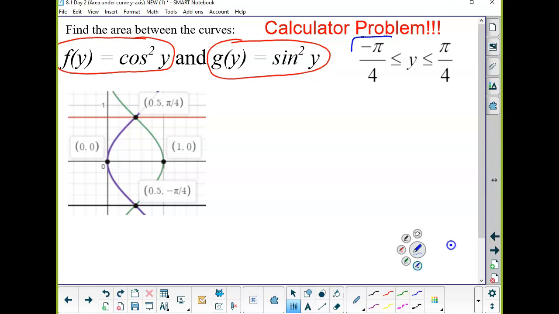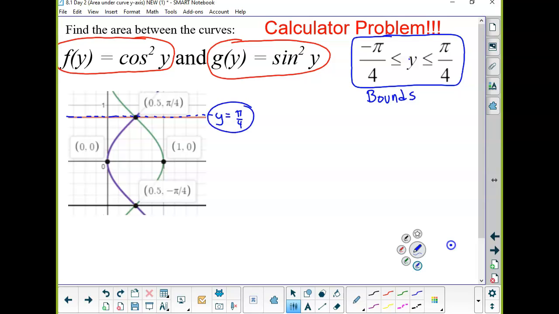The important part right here is they give us a condition. We have to look at the y values, notice y values here, between negative pi over 4 and pi over 4. Well, that automatically tells me my bounds. Right? So if I'm looking at this, this is the equation of y equals pi over 4. And down here, the other intersection point is the equation of y equals negative pi over 4. And you can see that the area between the curves is nicely bounded from top to bottom.